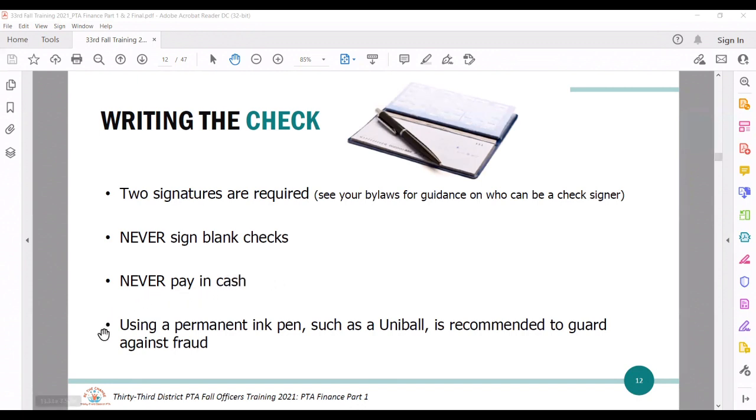And you should always use a permanent ink pen, such as a Uniball, to guard against fraud. And some of these other procedures also guard against fraud because there's been issues where people have gotten a spam email that looks real. And if you go through all these procedures and actually have everybody sign and double check everything, they'll say, hey, no, I didn't actually send that email to you. So that's another reason why you want to make sure everything is properly signed and reviewed by multiple people.